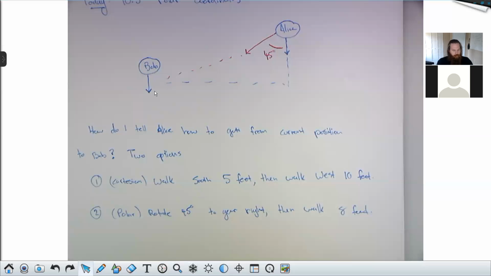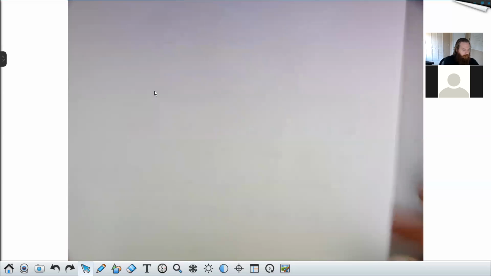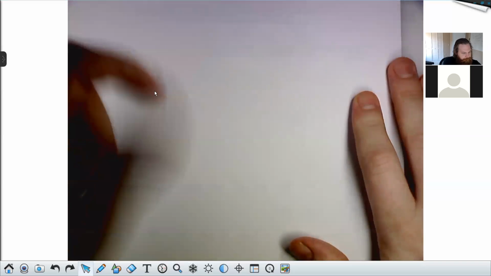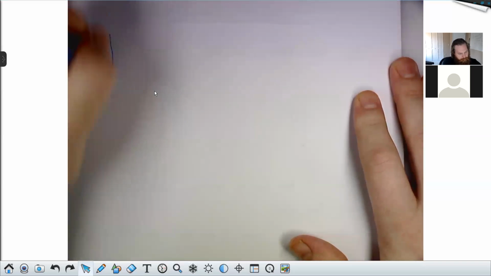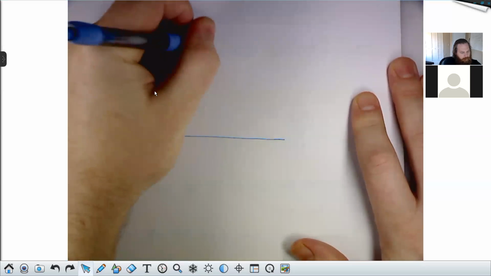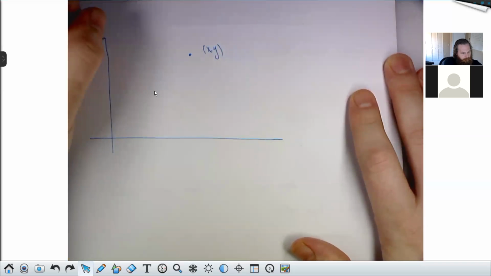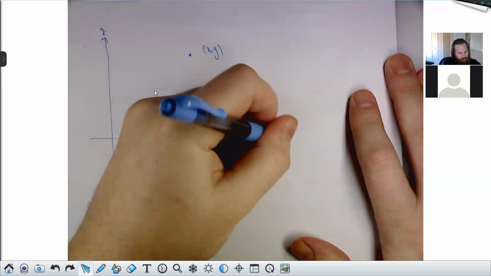Strictly speaking, what are polar coordinates? We want to be a little bit more concrete about it. The Cartesian point x, y, this is your y-axis, this is your x-axis.